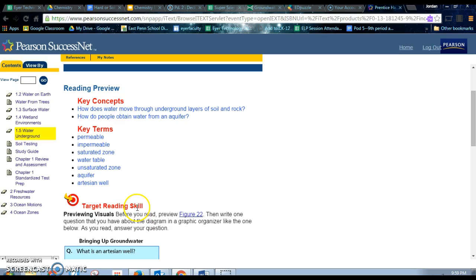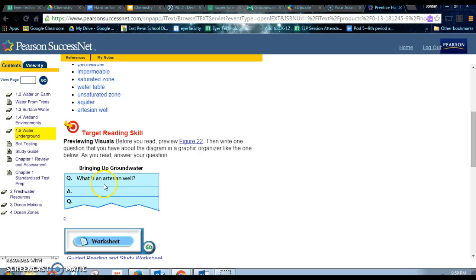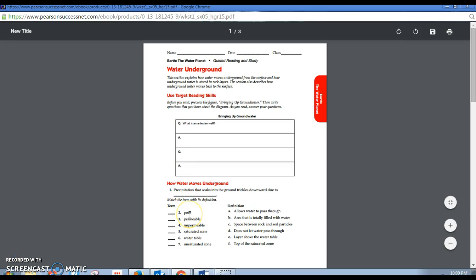Before we start, it says on your handout to write questions that you may have, and as you read, you can answer them. Here's an example. The first one is, what is an artesian well? On your own worksheet, please go ahead and fill in some questions you might have right now. This might be the paper you have in front of you, and you can write your questions and answers right here. As I read along, I'll click back and forth, and we'll answer these questions together. So let me go back to the book.